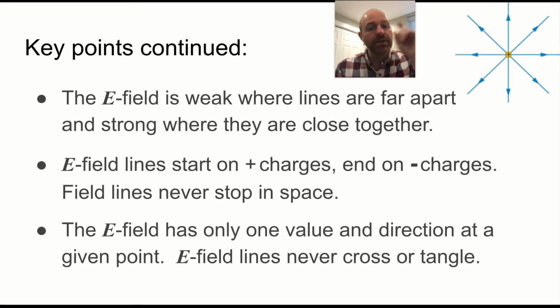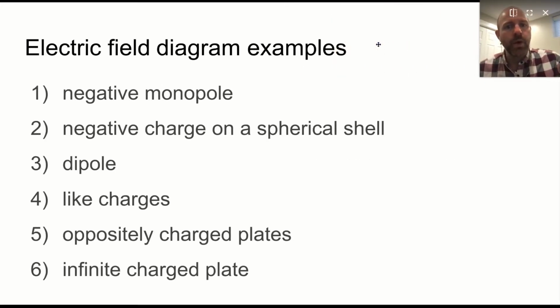The electric field has only one value and direction at a given point, right? If you have electric field from multiple sources, we sum them up and figure out what the electric field at that point is due to everything. But there's no such thing as multiple electric fields at a single point. So what do we do?